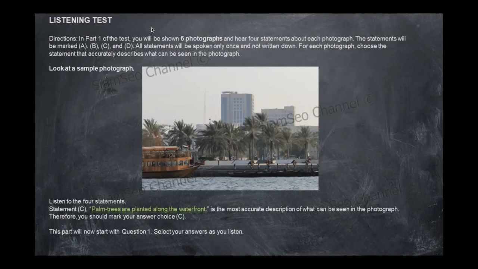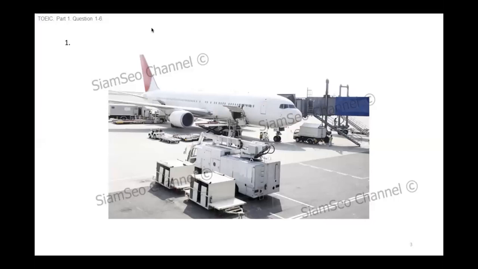This part will now start with question 1. Select your answers as you listen. Number 1. Look at the picture marked number 1 in your test book. A. The plane is docked at the airport. B. There is luggage being put onto the plane. C. There are many people boarding the plane. D. There are maintenance workers fixing the plane.